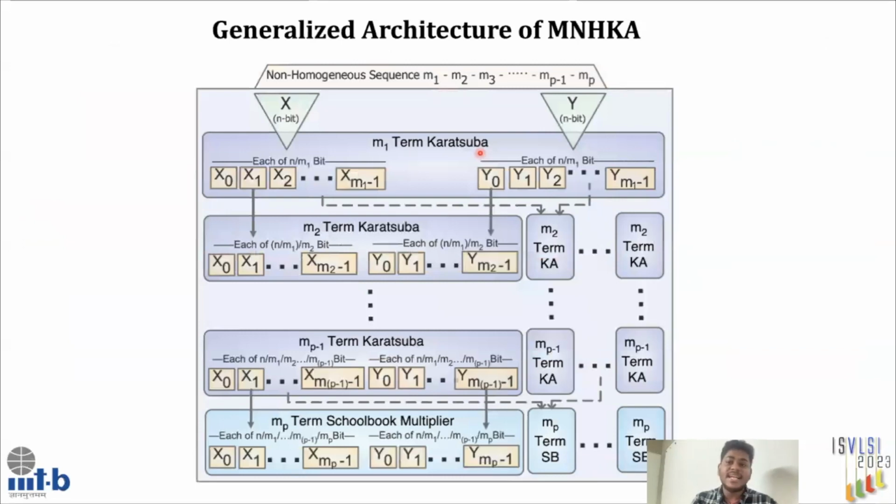This is the generalized structure for MNHKA. We can see at the final stage, there is a schoolbook multiplier. It is taking two inputs, and we are going to divide each input into m segments, and each segment or each term will be of length m by n. These are the submultipliers in each stage.